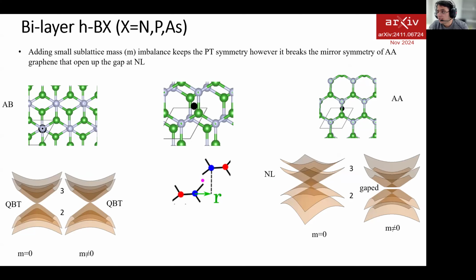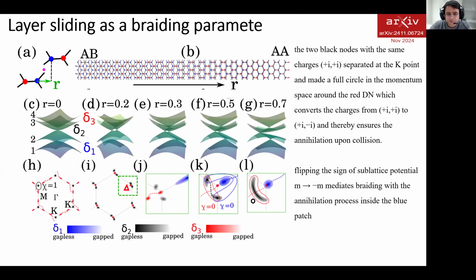But when we add a sublattice potential in AA stacked graphene, actually AA prime stacked graphene, then this nodal line is gapped out, and in between the middle bands there are no nodal points. This means that such a process should pass through some non-Abelian braiding procedure. So let's discuss how it can happen.